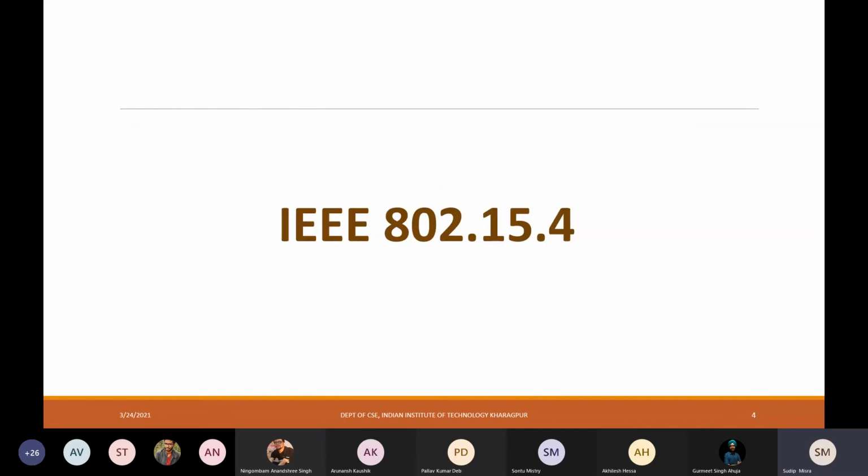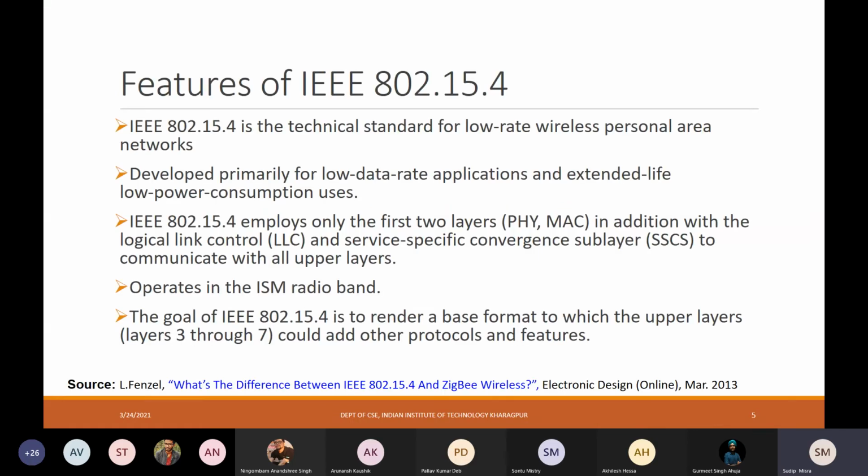So what is this IEEE 802.15.4? It is a standard which has become very popular for catering to the requirements of low rate wireless personal area networks. Low rate means low data rate. So primarily these are important for low data rate applications, right?